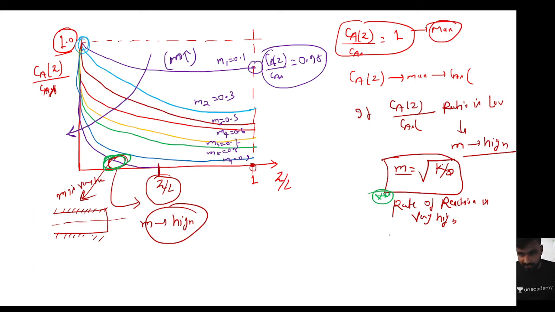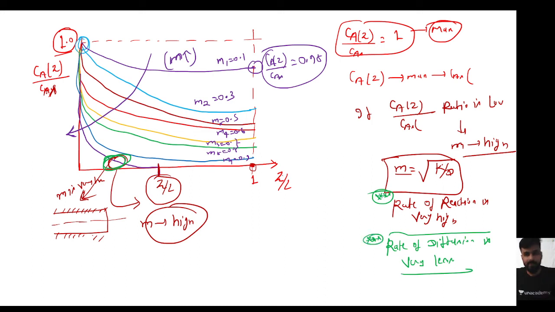So here rate of reaction is very high, and rate of diffusion is very less. Are you getting? Can you understand these two things? Why? Because if the ratio of Ca by Cas is very less, then definitely M is very high. And if M is very high, the value of M is mathematically root K by D. And if root K by D is maximum, then the rate of reaction K is very high and the rate of diffusion D is very less.